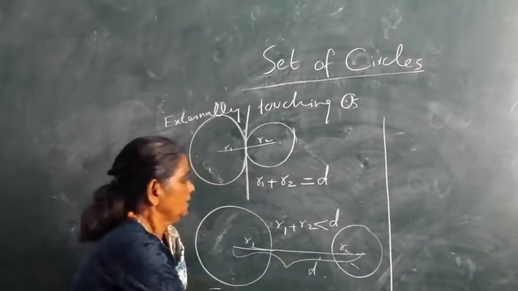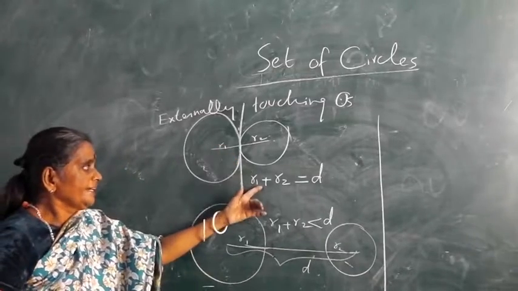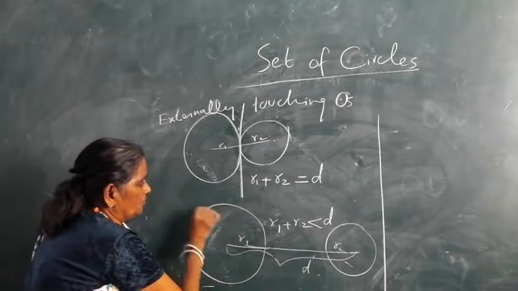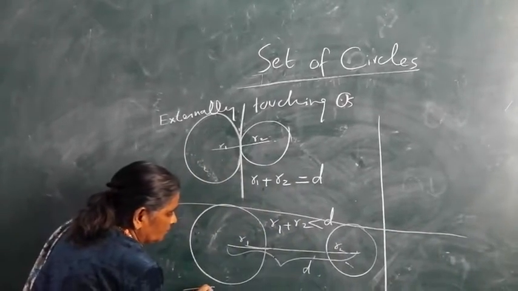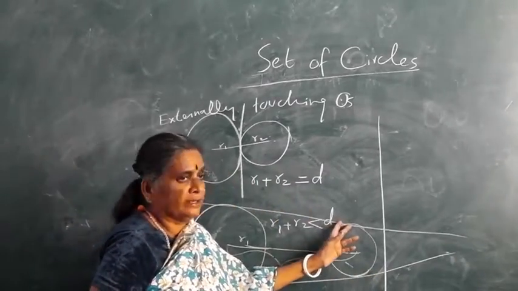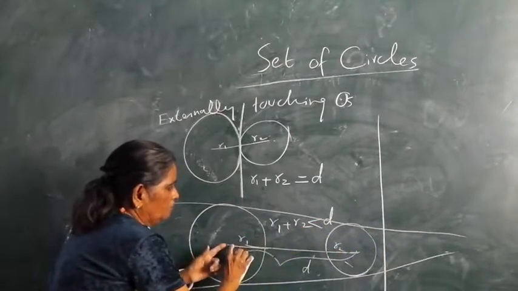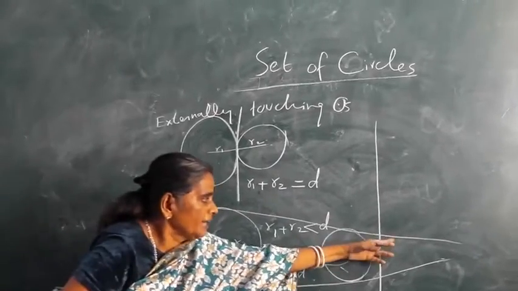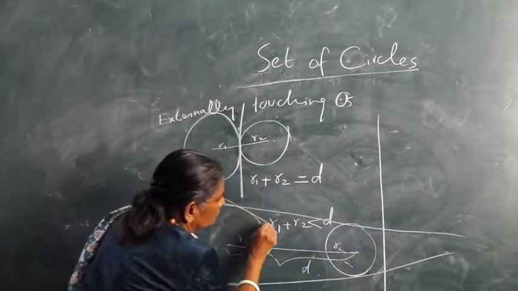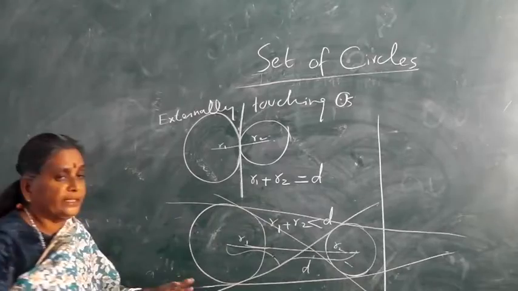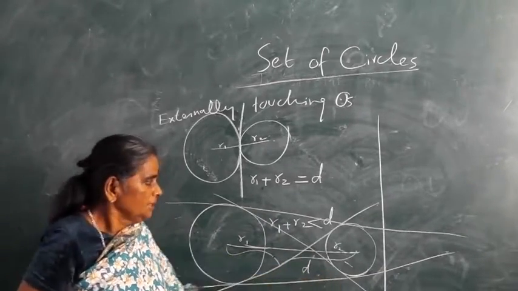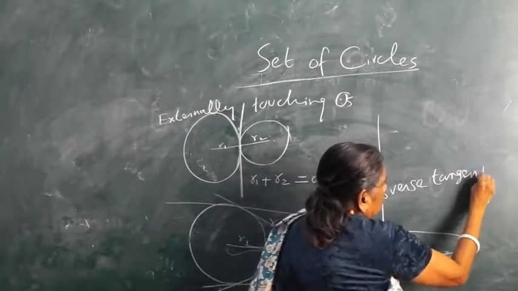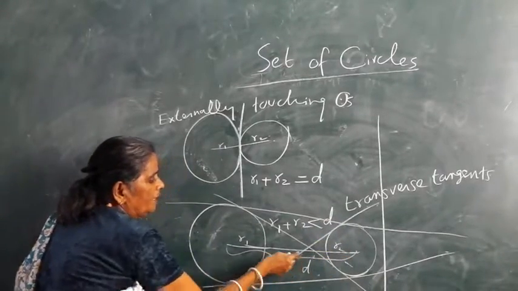Now, if the circles come very close, when they touch each other, R1 plus R2 will be equal to D. In this case, you can draw one tangent like this, one tangent here. These tangents are direct tangents because both the centers are on the same side of the tangent. So they are direct common tangents. Also, you can draw tangents like this. So 4 tangents can be drawn for this type of circle. These two are called transverse tangents, because one center lies on this side and another center lies on the other side.